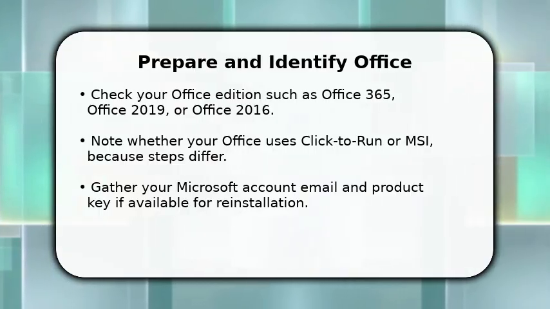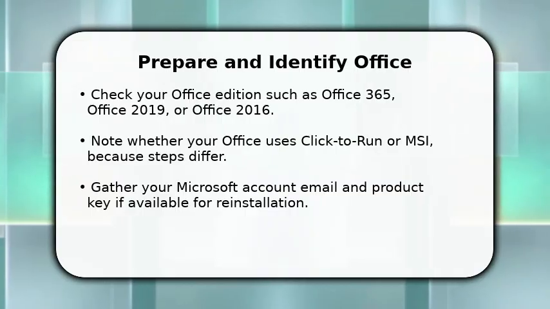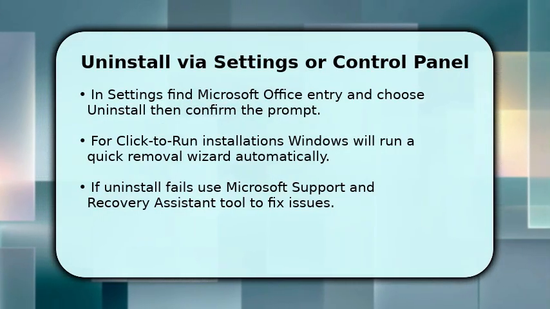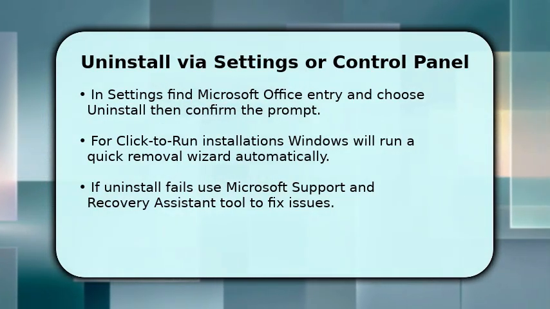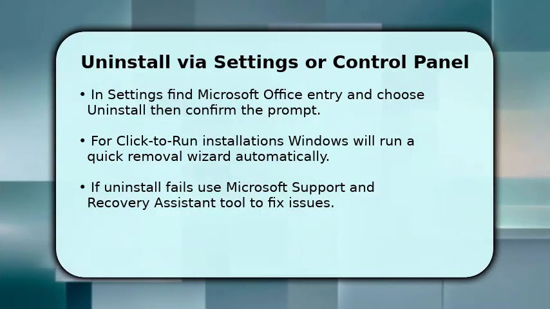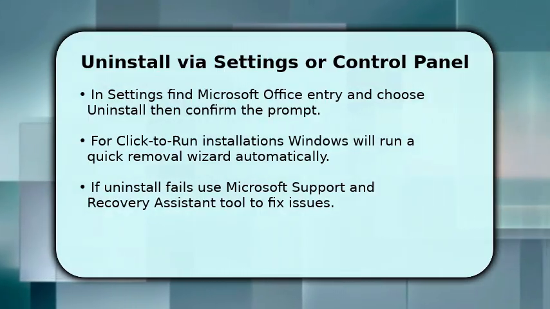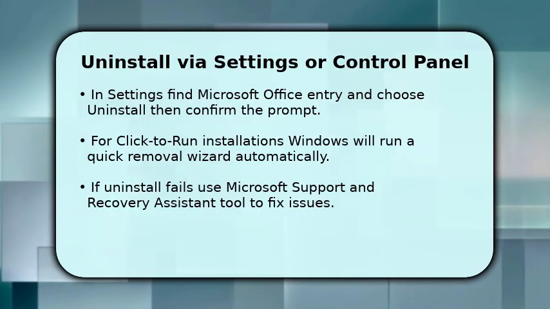To uninstall, open Settings or Control Panel, depending on your Windows version. In Settings, find the Microsoft Office entry and choose Uninstall, then confirm the prompt. In Control Panel, open Programs and Features, right-click Office and choose Uninstall.